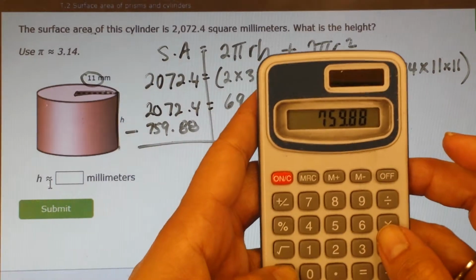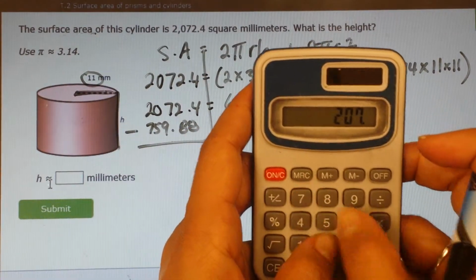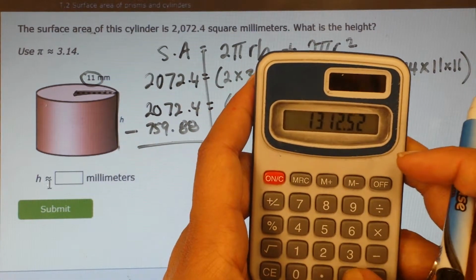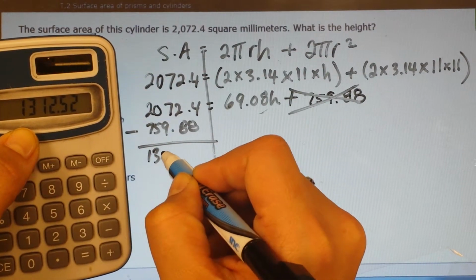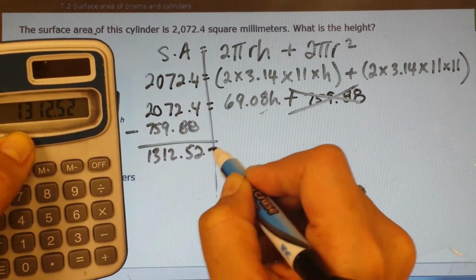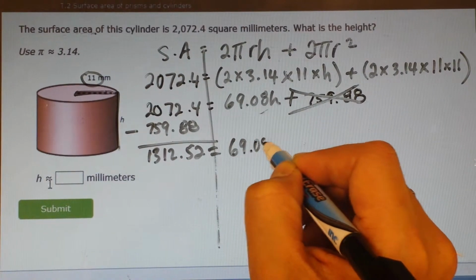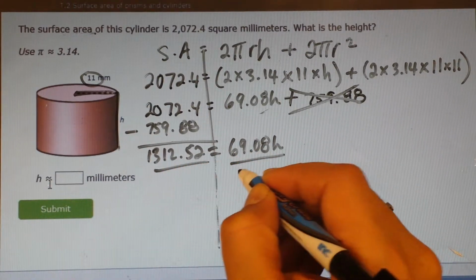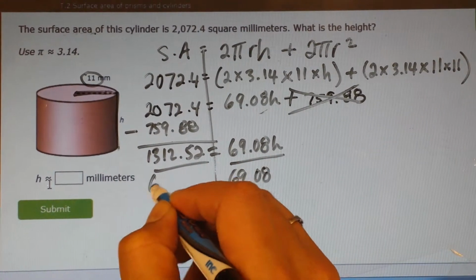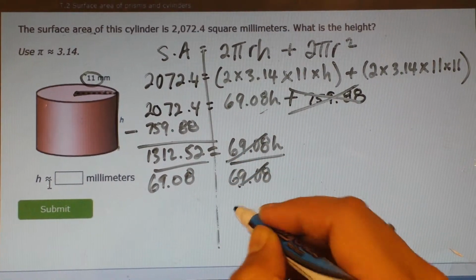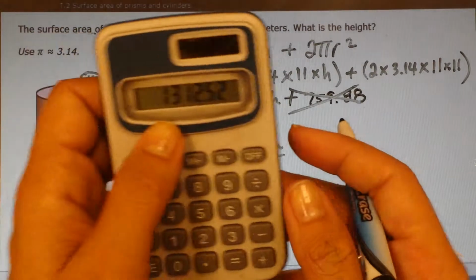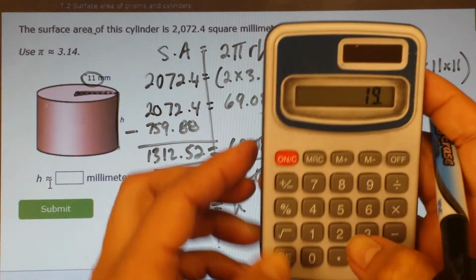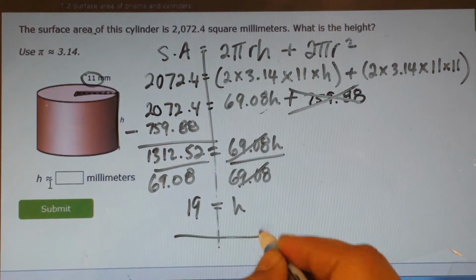Okay, so in your calculator, you're just going to go 2072.4 minus 759.88 equals 1312.52. Then bring it down. You have 69.08 h. Well, how do you get rid of that number? It's multiplication, so we're going to have to divide both sides by 69.08. Over here, they're going to cancel. Just going to leave h. And on this side, you're going to have 1312.52 divided by 69.08 equals 19. So I get h is 19.